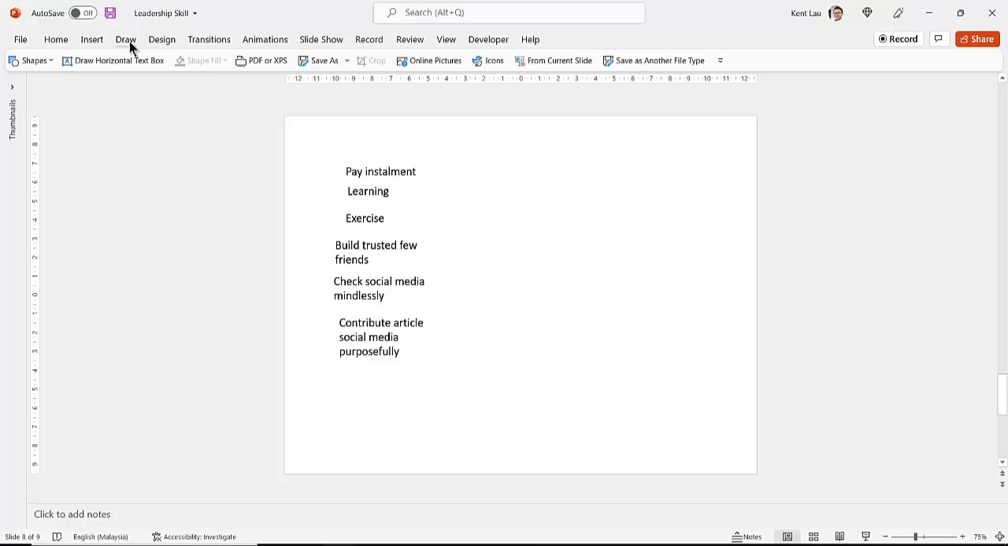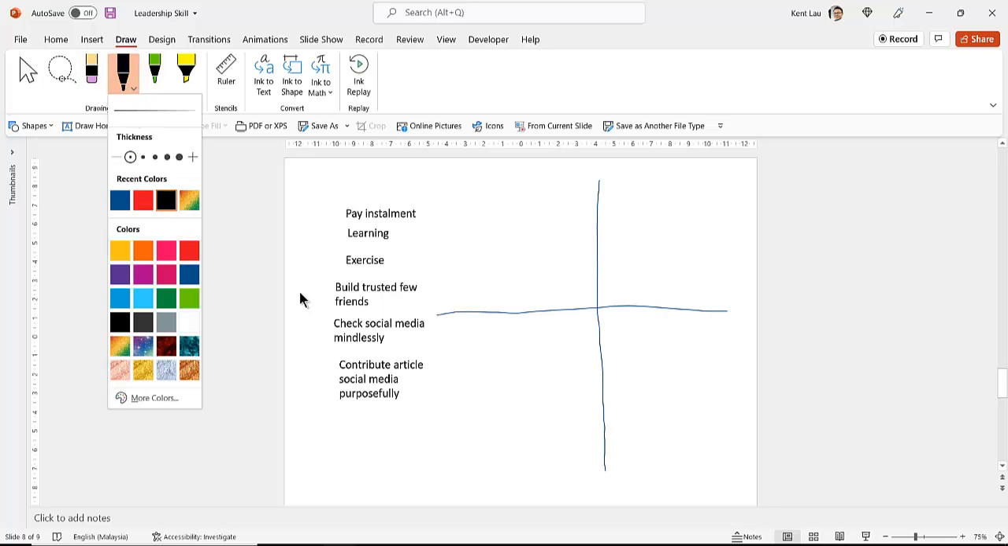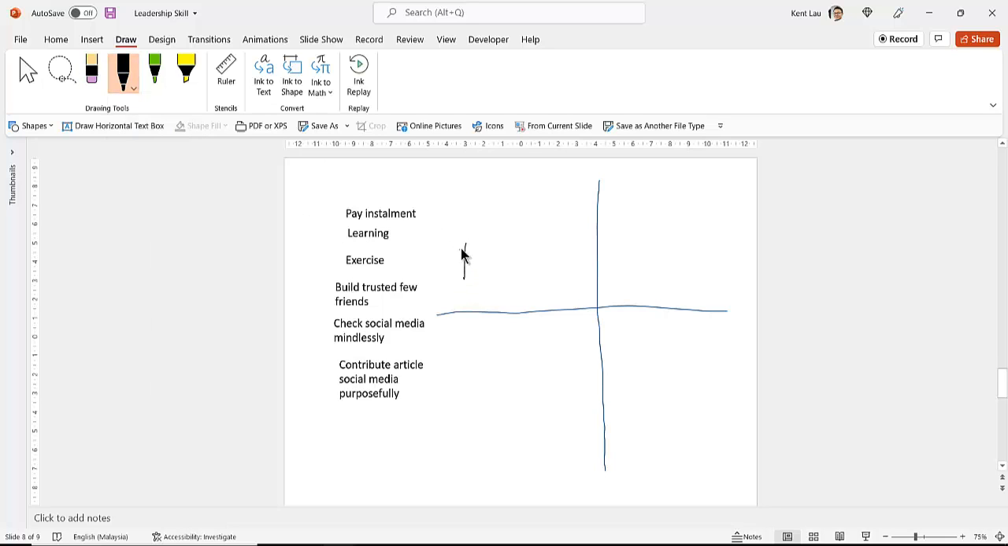So, the first thing is that you're going to draw two lines. Okay, so it will be here. Just two lines. Then, next thing is that here you write important, here you write not important or unimportant. Okay, so now you have to ask yourself which one is important, and which one is unimportant, right?